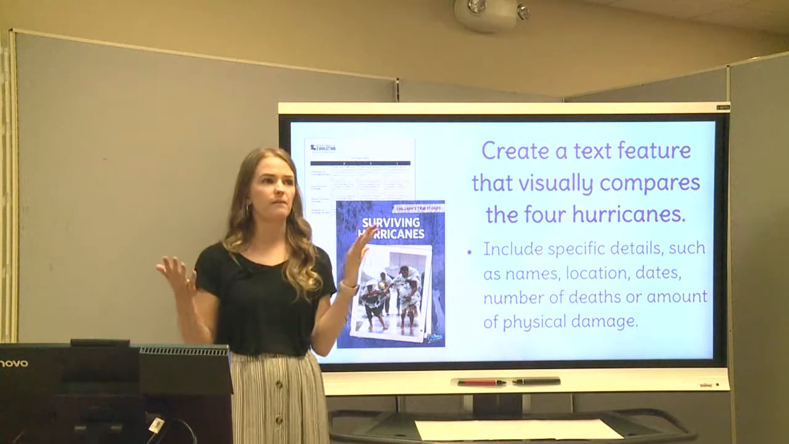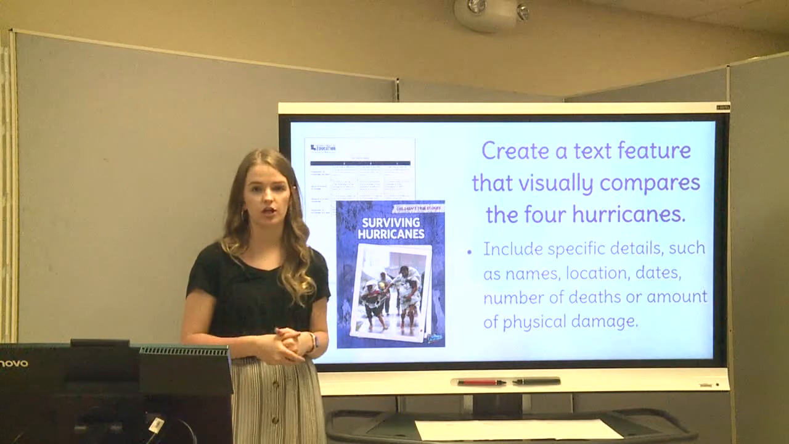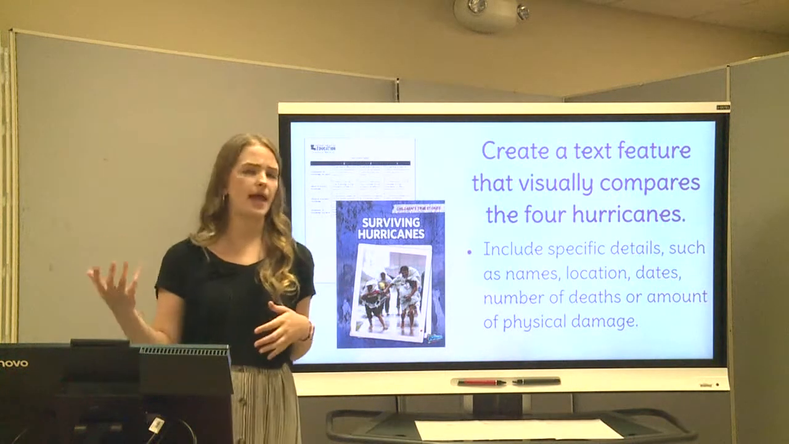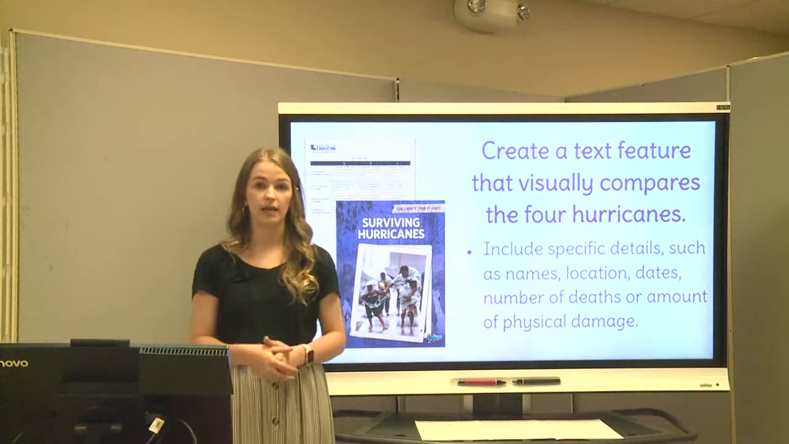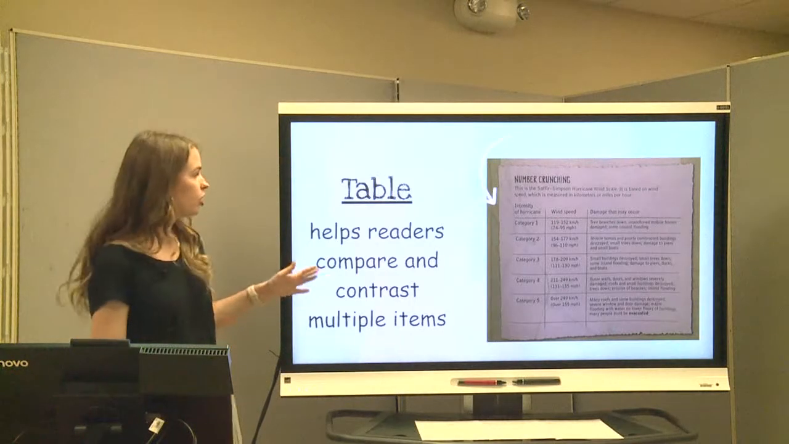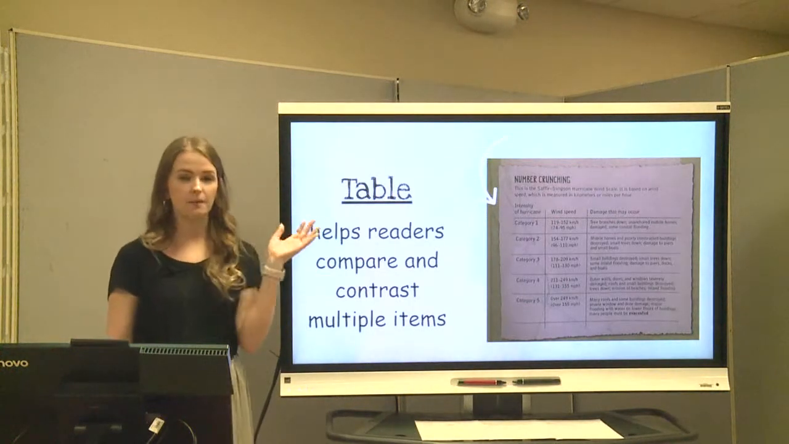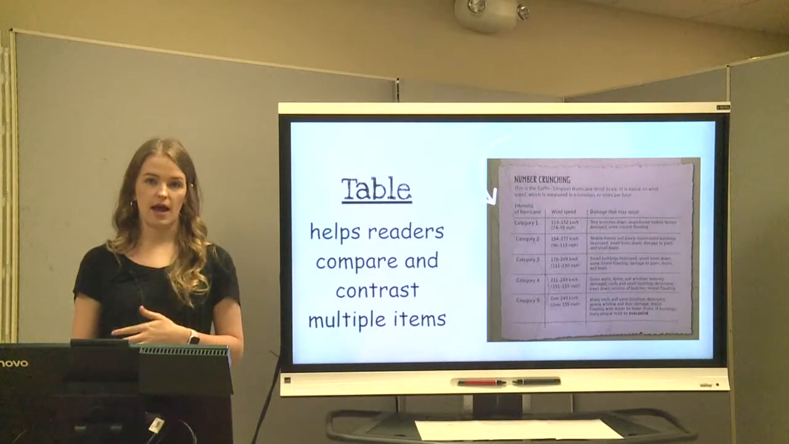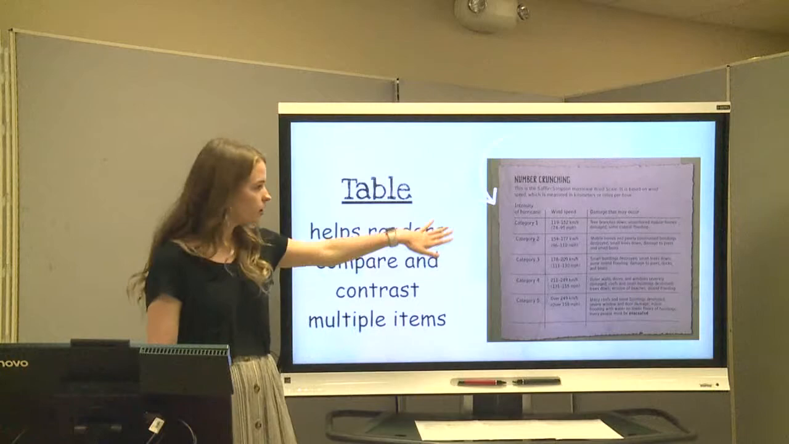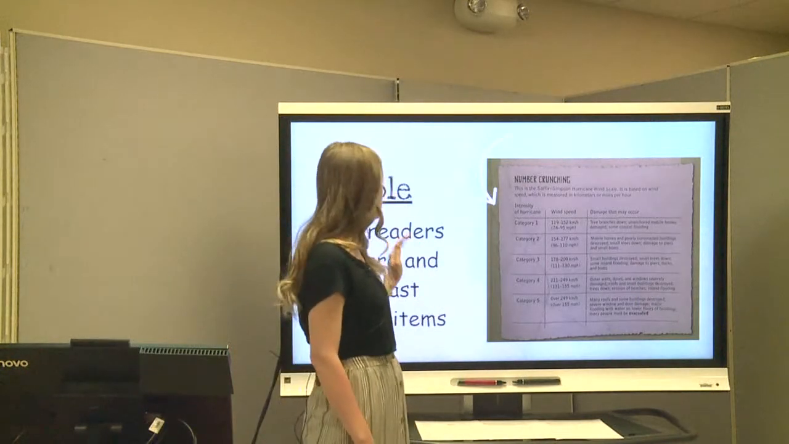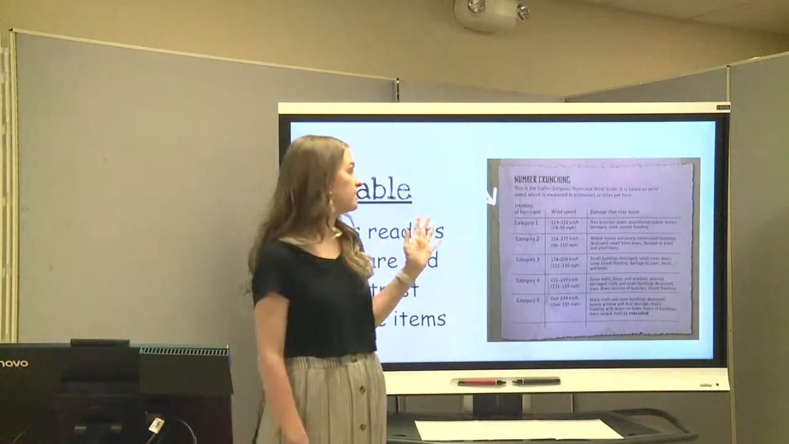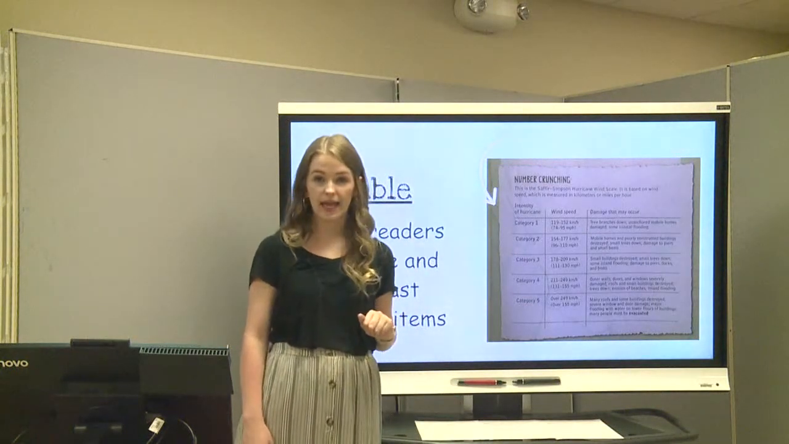Now I want you to think back to all the text features we learned yesterday. Which text feature helps us compare and contrast information easily? You're right. A chart or a table helps us compare and contrast multiple items, and it helps us find information easily. So here we have our example of a table or a chart, and this chart compares the different categories of a hurricane.